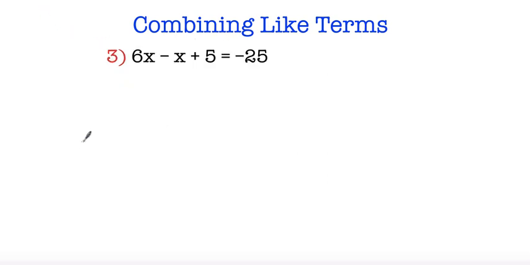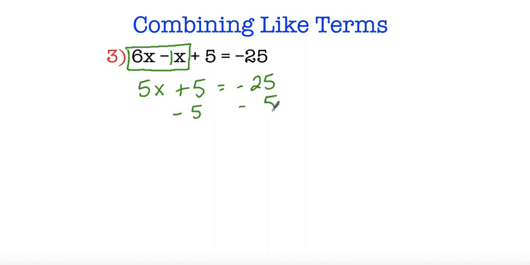Okay? And lastly, we have 6x minus x plus 5 is equal to negative 25. And here, our like terms are pretty easy. They're right in the beginning. So 6x minus 1x is 5x, plus 5 is equal to negative 25. Remember that our goal is to isolate our x. So we have 5x plus 5. We're going to subtract 5 on both sides.